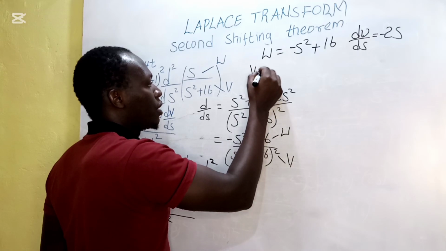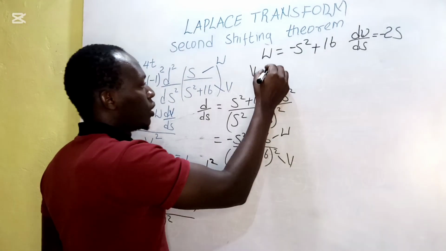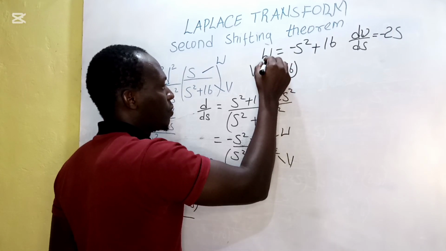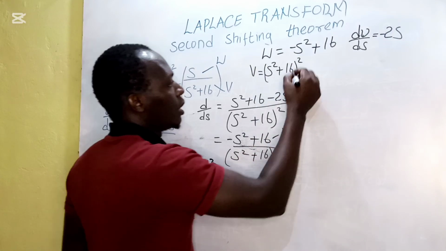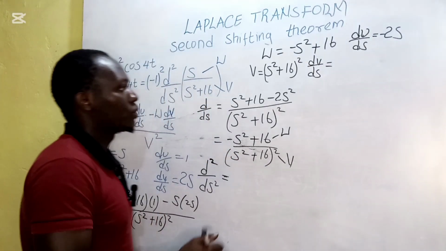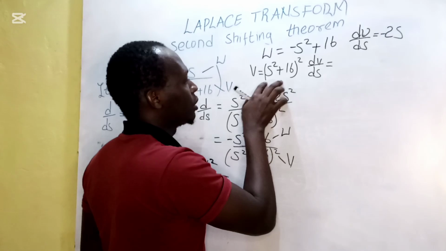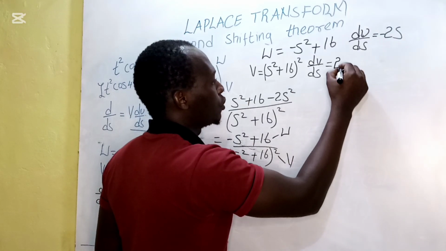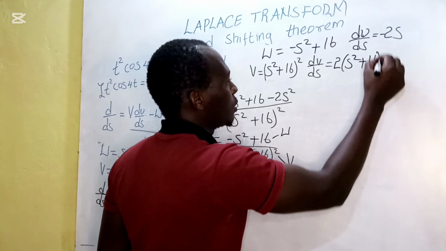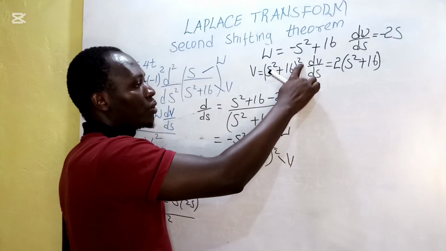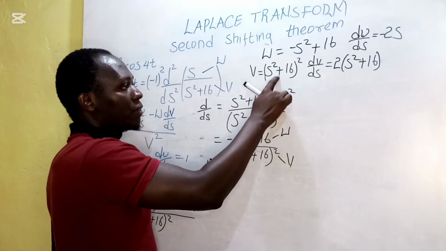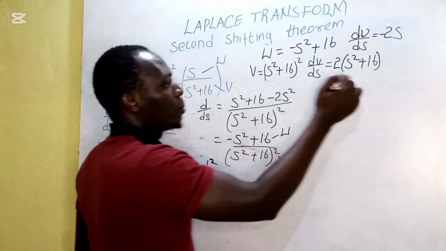Our v is equal to s squared we add to 16, but everything now will be squared. Our dv with respect to ds is going to be equal to, here we come and differentiate our function. We are going to have 2 into s squared we add to 16 to the power of, we subtract 1 from this power, and then we come and differentiate whatever we have within the bracket.